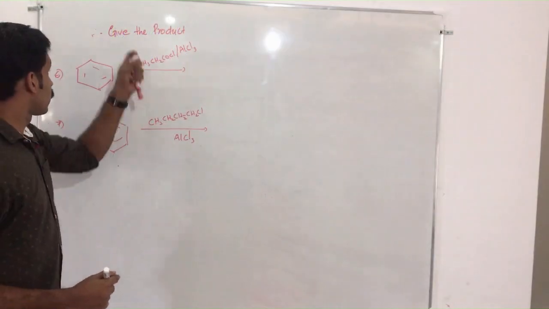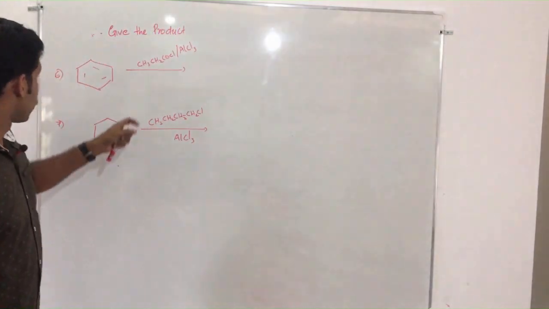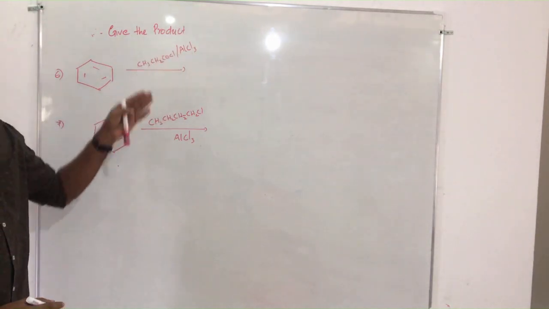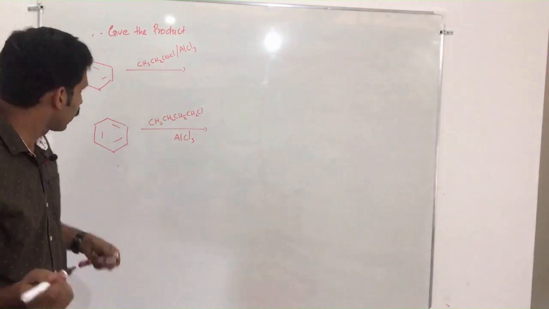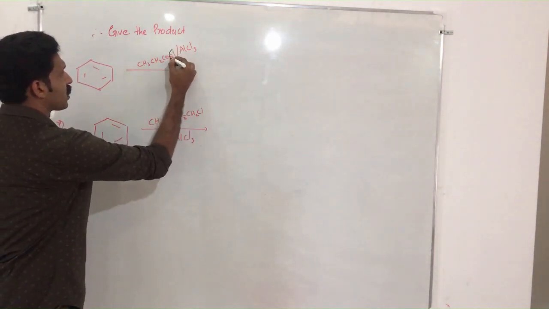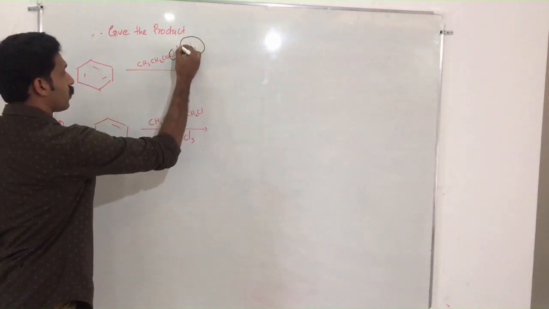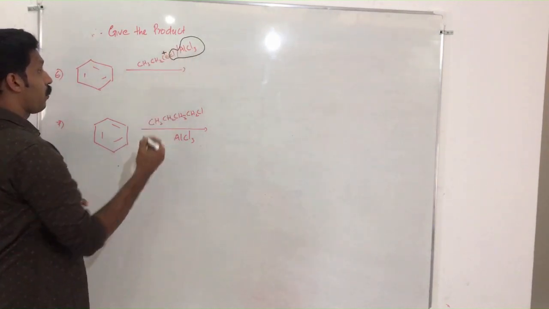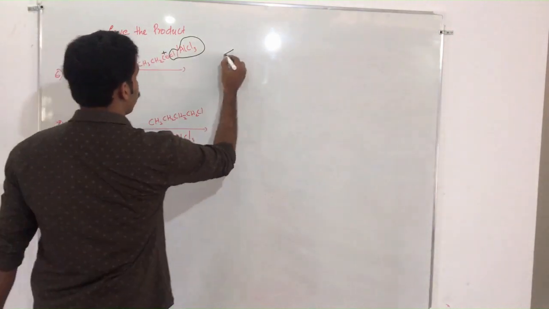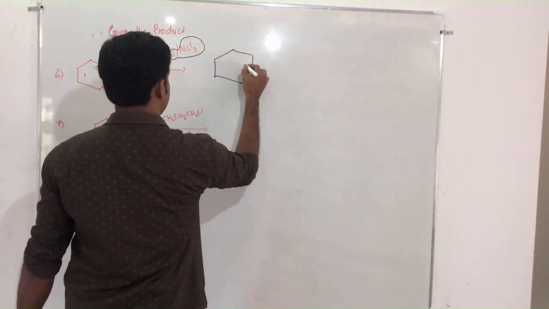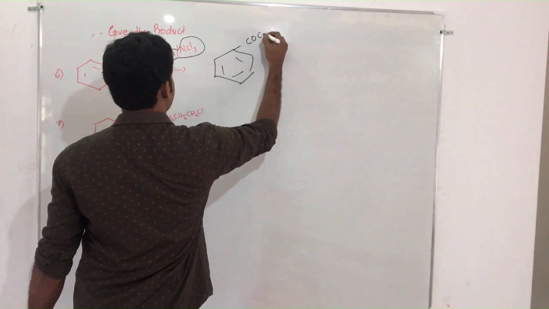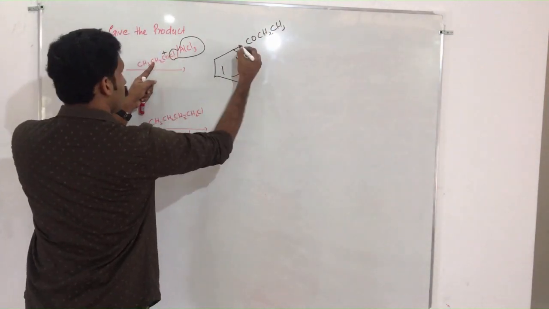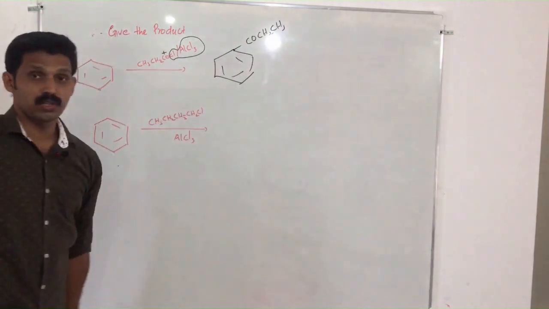The next question is to give the product. That is, here, CH3CH2COCl in the presence of AlCl3. This is an example of Friedel-Crafts acylation. It's a very simple question. The chlorine will go with the AlCl3. Therefore CH3CH2CO+ is formed. This is the electrophile here. Therefore the answer you will get is COCH2CH3. This CO+ part will attach to the benzene ring, and you will get COCH2CH3.